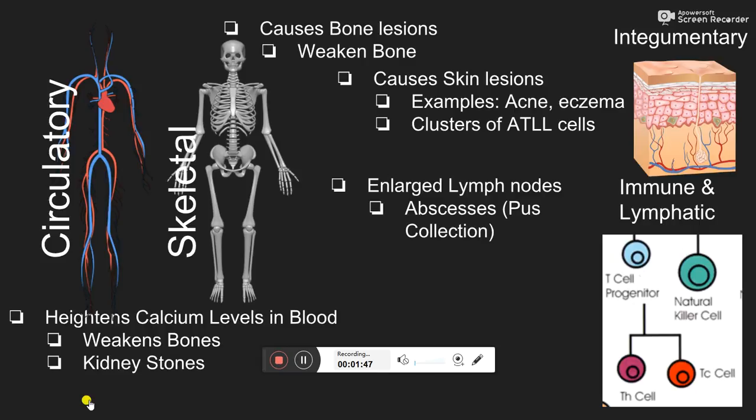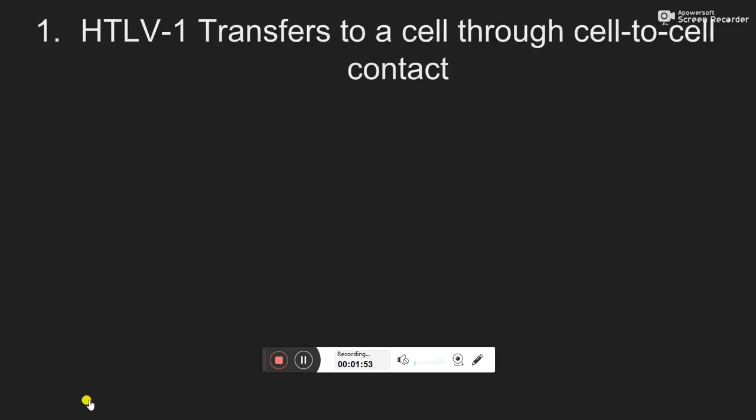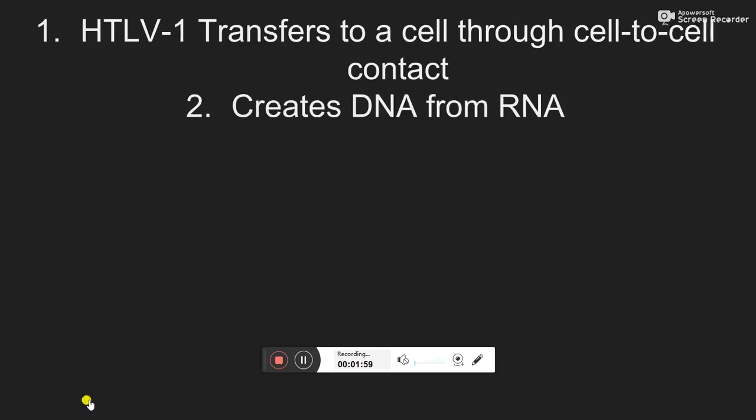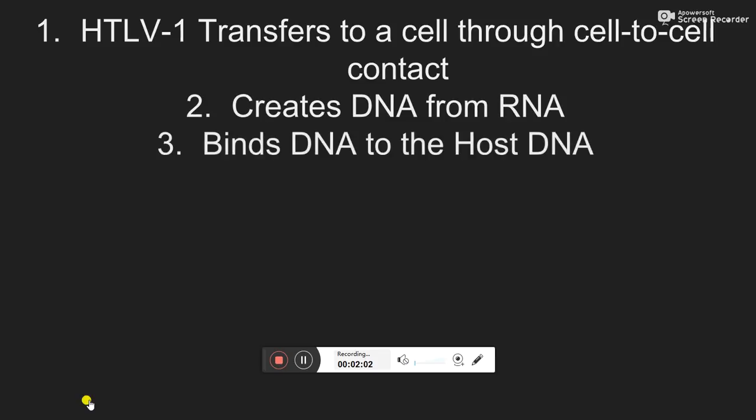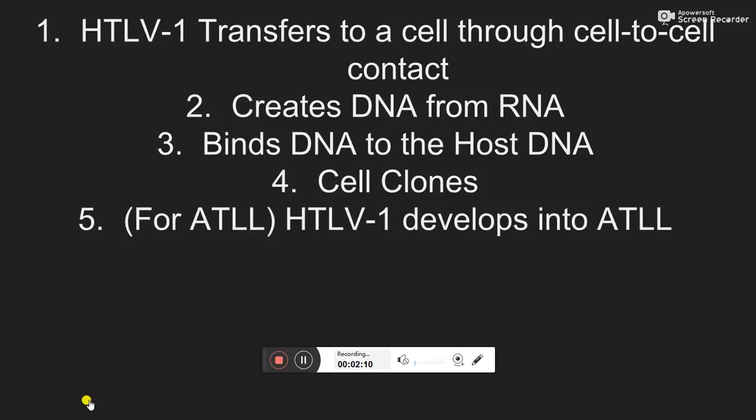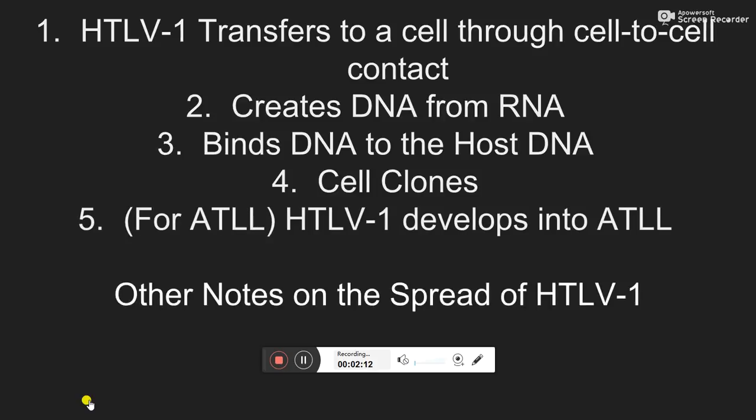This disease starts by transferring into a cell through cell-to-cell contact, creating DNA from RNA, and then again binding it to the DNA. The infected cell clones with help from the RNA of HBZ, which is a type of hemoglobin that promotes cell growth. This HTLV1 infected cell can eventually develop into an ATLL infected cell.